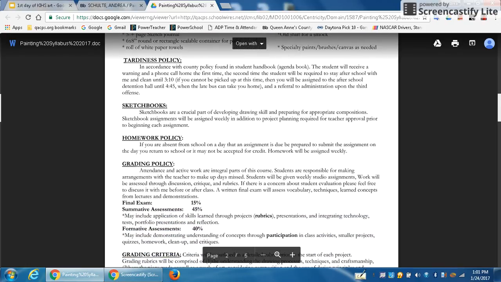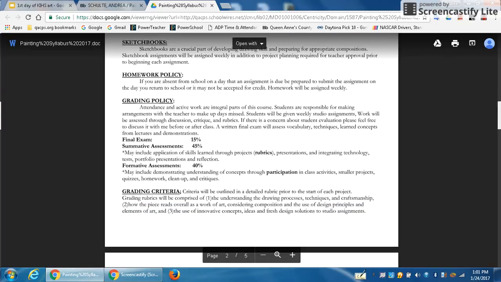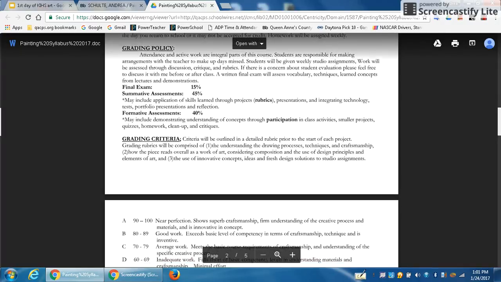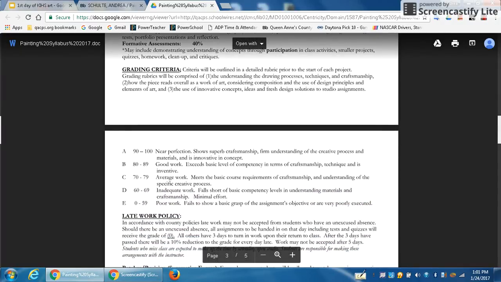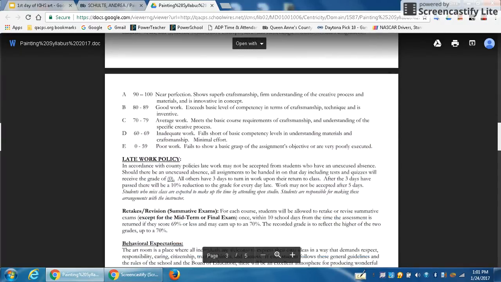Most of these other policies comply with the Queen Anne's County policies for tardiness and homework grading and such, but it gives you a little bit of detail as to what I include on summative and formative here. Summative would be the major projects, the major paintings, presentations, and their final portfolio. Formative would be any other activities or smaller projects, quizzes, homeworks, cleanup, and critique participation. Grading criteria also follows the Queen Anne's grading policy.